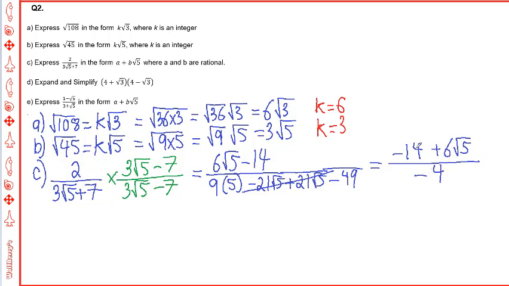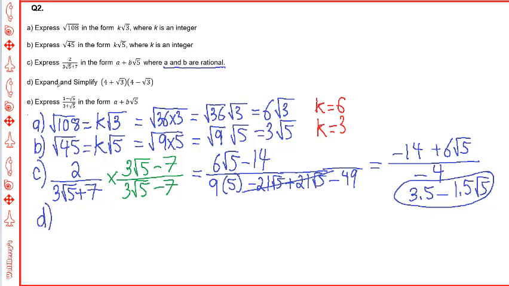Of course, we can split it, so we can do that divided by that and that divided by that, and therefore simplifying the fraction. Now, we know that 14 divided by 4 is 3.5. You put it in a calculator, the minuses cancel, so you get 3.5 minus, because that's going to be a minus, it's going to go there, 6 divided by 4 is 1.5 root 5, and that is the final answer to this problem. The question says where a and b are rational. These two are rational numbers. Now, let's go ahead and do part D.